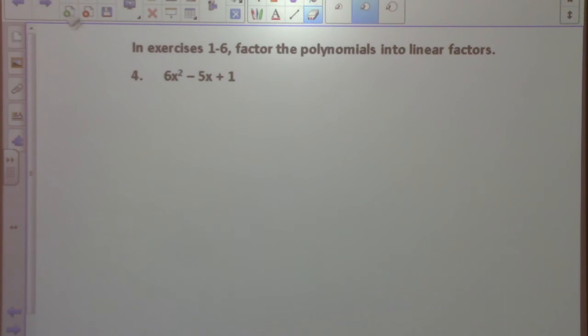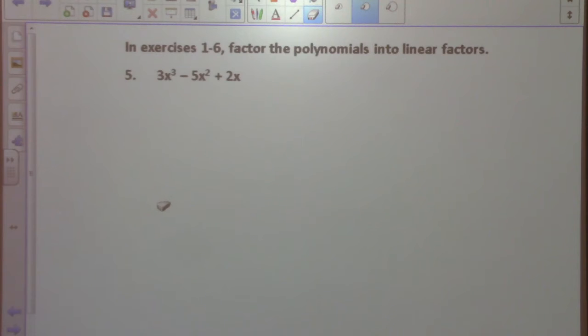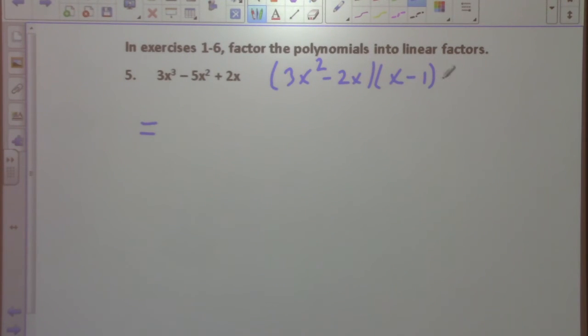All right. Next, what about this one? 3x squared minus 2x and x minus 1. Like this? Yes. Well, the thing about it is, first of all, is this a linear factor here? No. So this is a quadratic, okay? Linear means x to one power. So this is a linear factor.